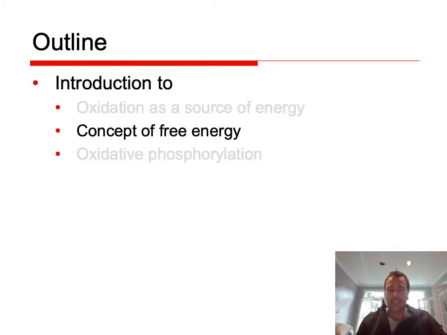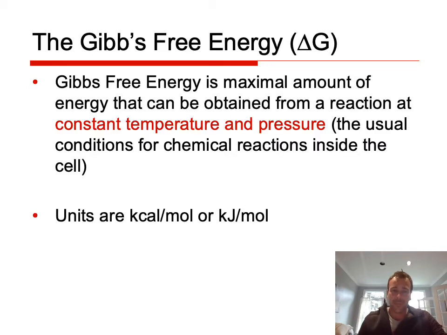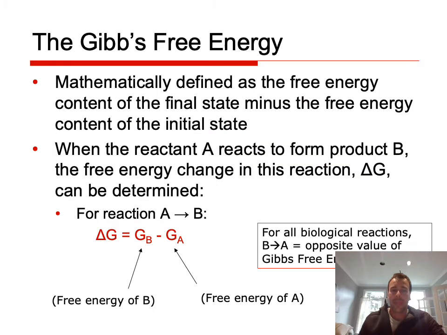Before we do that, let's take a step back and talk about the concept of free energy. Free energy, or Gibbs free energy, is the maximum amount of energy that can be obtained from a reaction at a constant temperature and pressure. The units are kcals per mole or kilojoules per mole. It's mathematically defined pretty simply: the free energy content of the final state minus the free energy of the initial state.